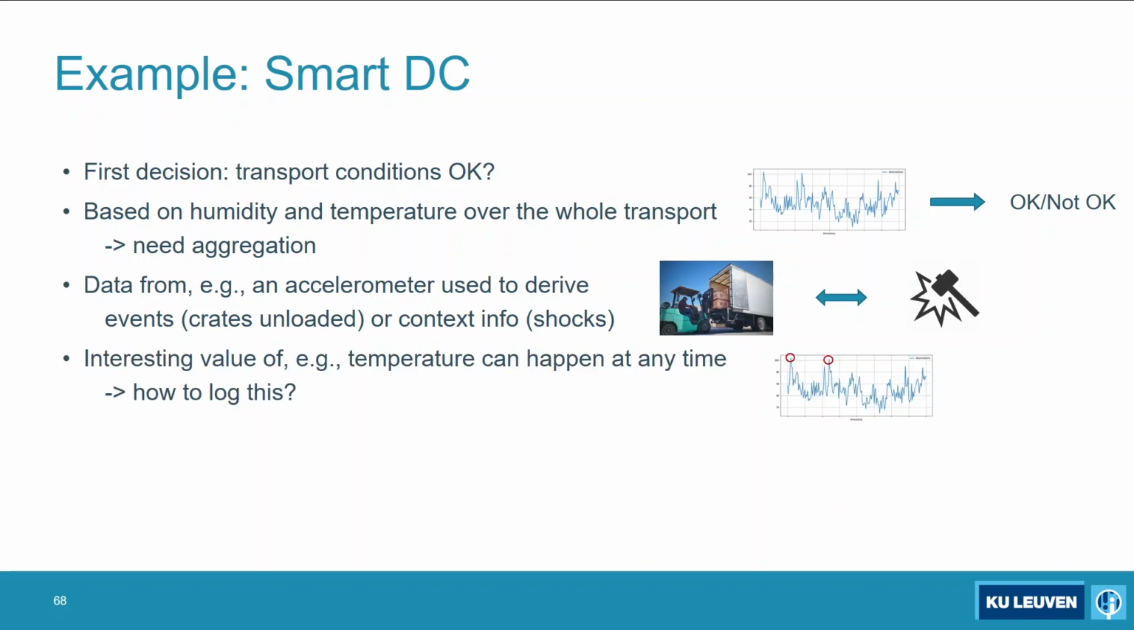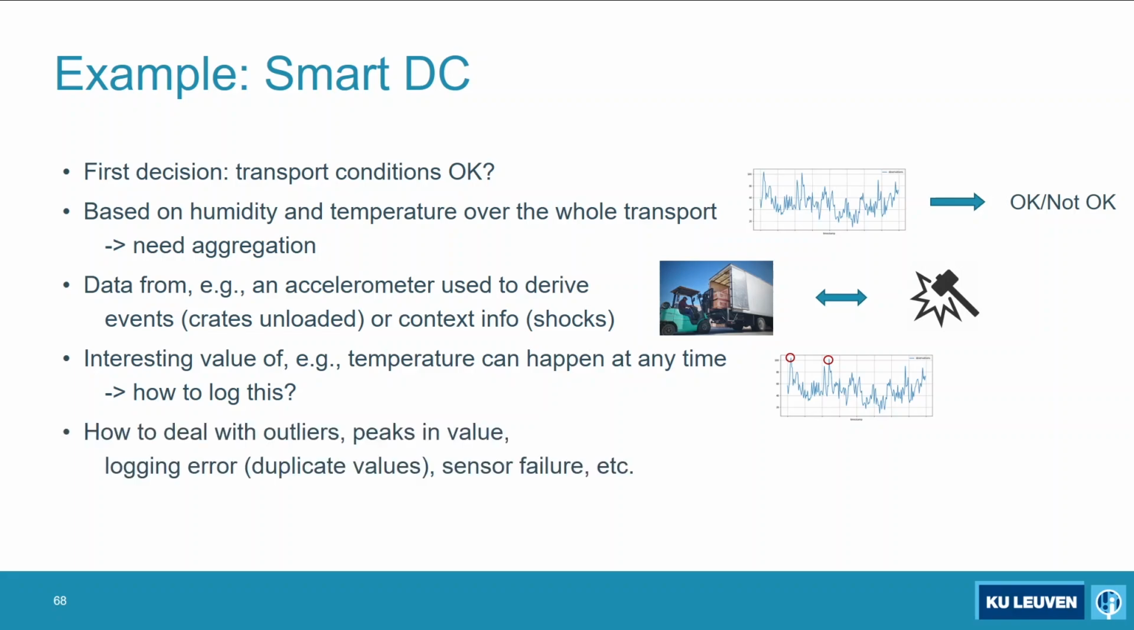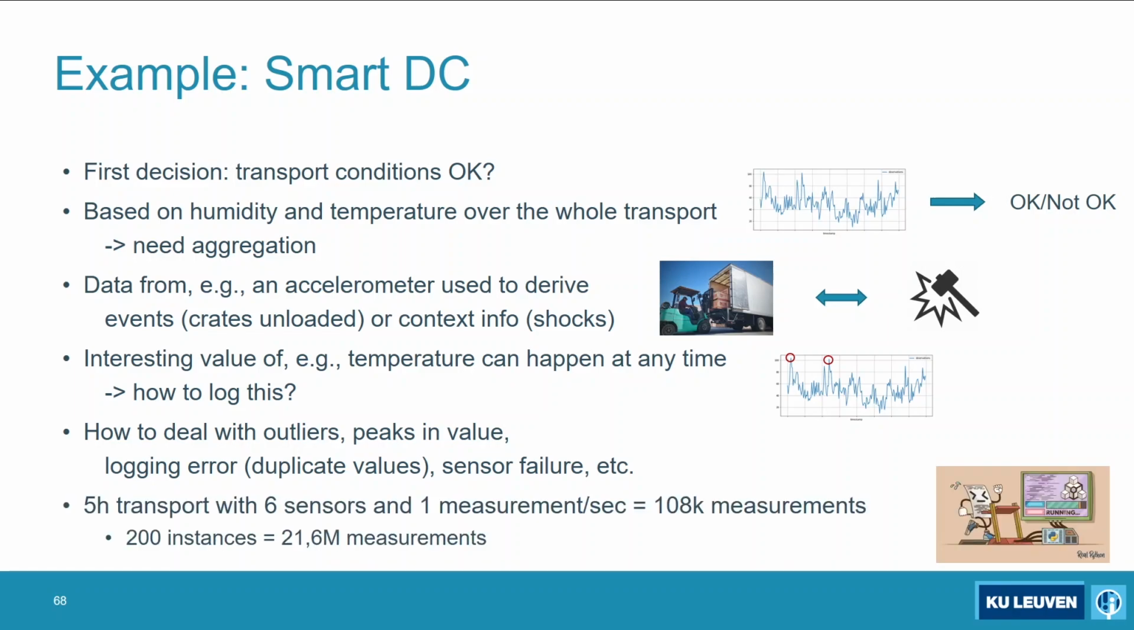What kind of patterns do you store? Do you store outliers over a certain time period? How do we log this? How do we deal with quality issues there? It's also a big problem, missing data, sensor failures, etc., and the multitude of data.